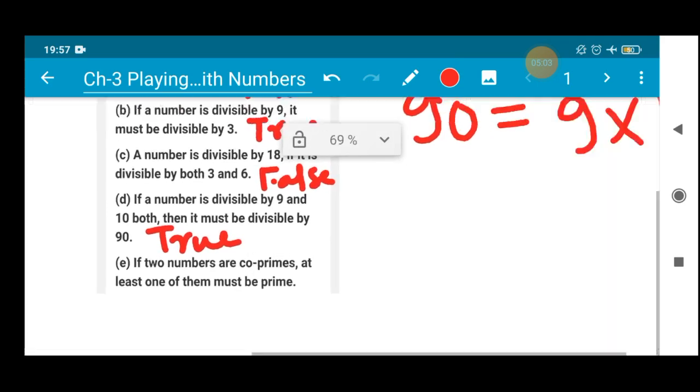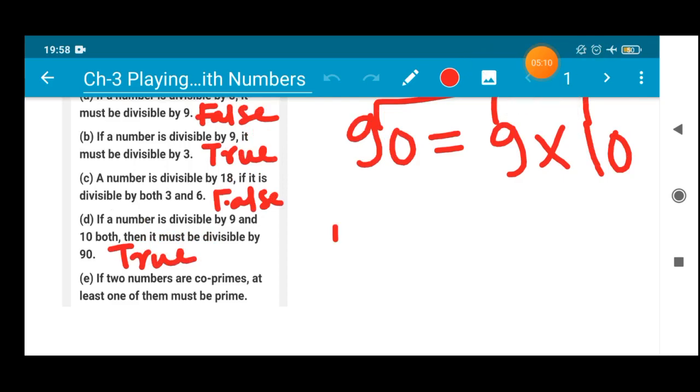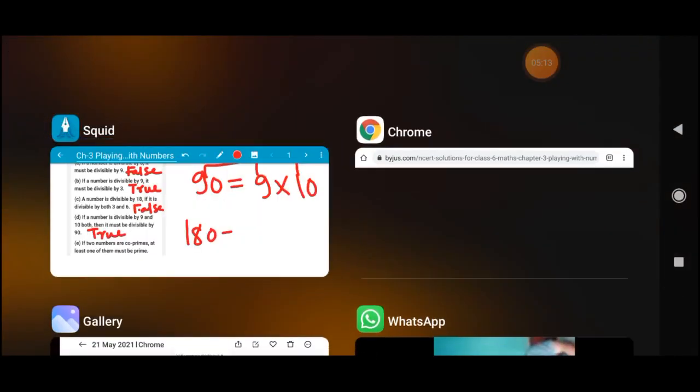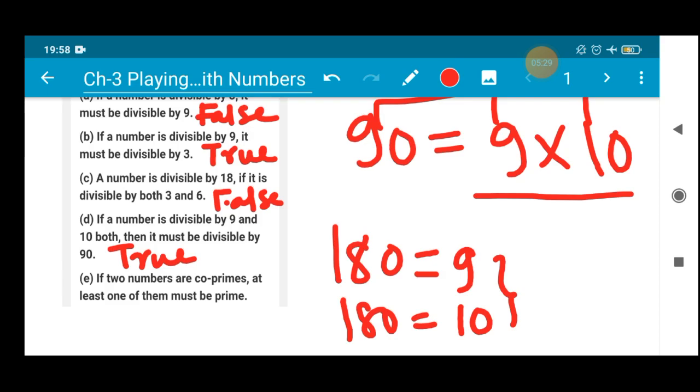So let's see the example also. If a number is divisible by 9 and 10 both, say for example we have 180. 180 is divisible by 9, 9 twenties are 180, yes, and 180 is also divisible by 10, 10 into 18. So if a number is divisible by 9 and 10 both, then it must be divisible by 90 also. 180 is divisible by 90, 90 twos are 180, yes, 2 will be the answer. This way we will prove the statement.